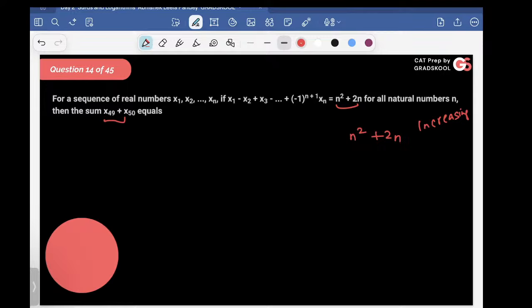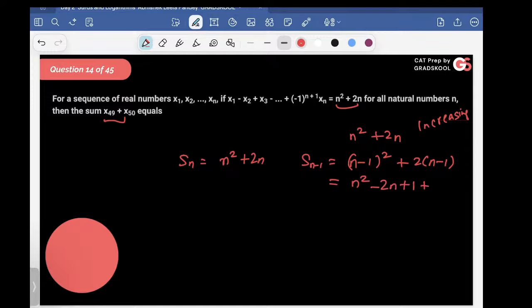अच्छा, तो sum of n terms जो है यहाँ पे x1 - x2 दिया हुआ है फिलहाल, sum of n terms is given as n² + 2n. Tell me what is the sum of n minus 1 terms. I'll replace n with n minus 1. So I'll get (n minus 1) whole square plus 2 times (n minus 1). If I do that, I'll get n squared minus 2n plus 1 plus 2n minus 2, which gives me n squared minus 1, right?